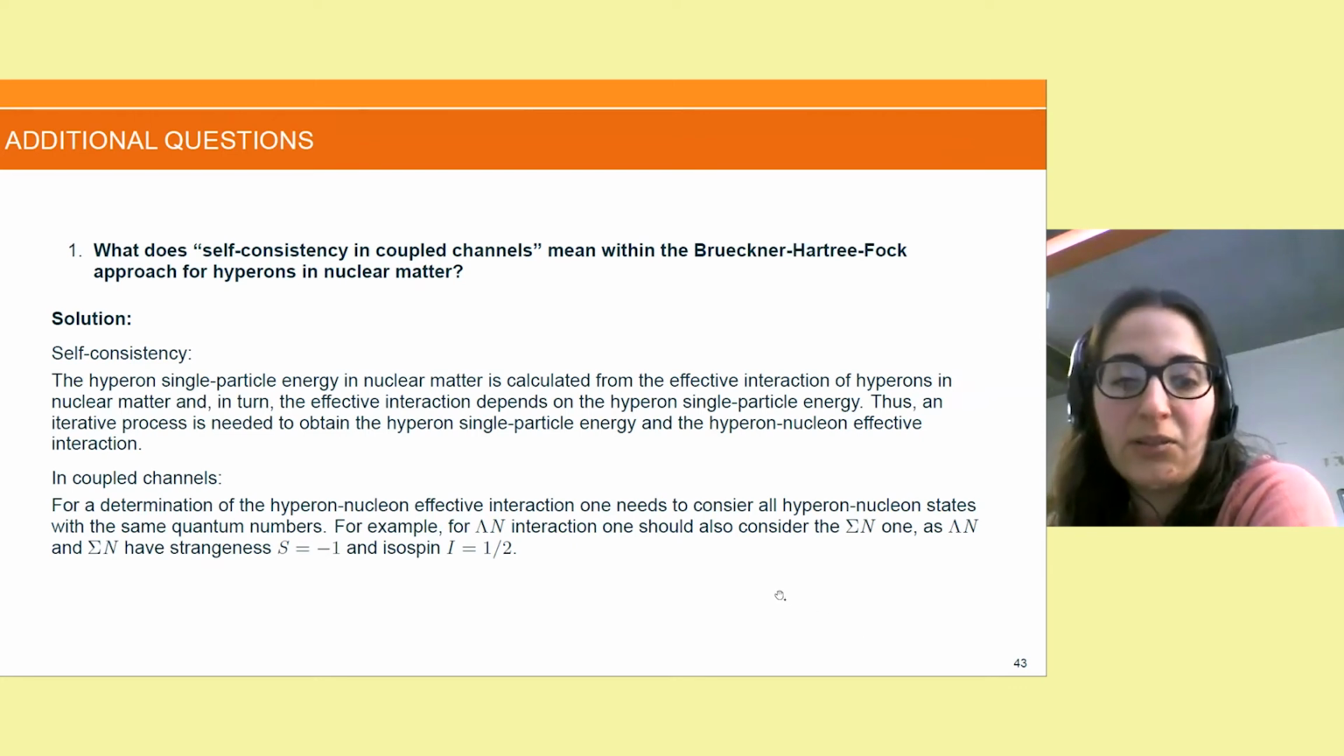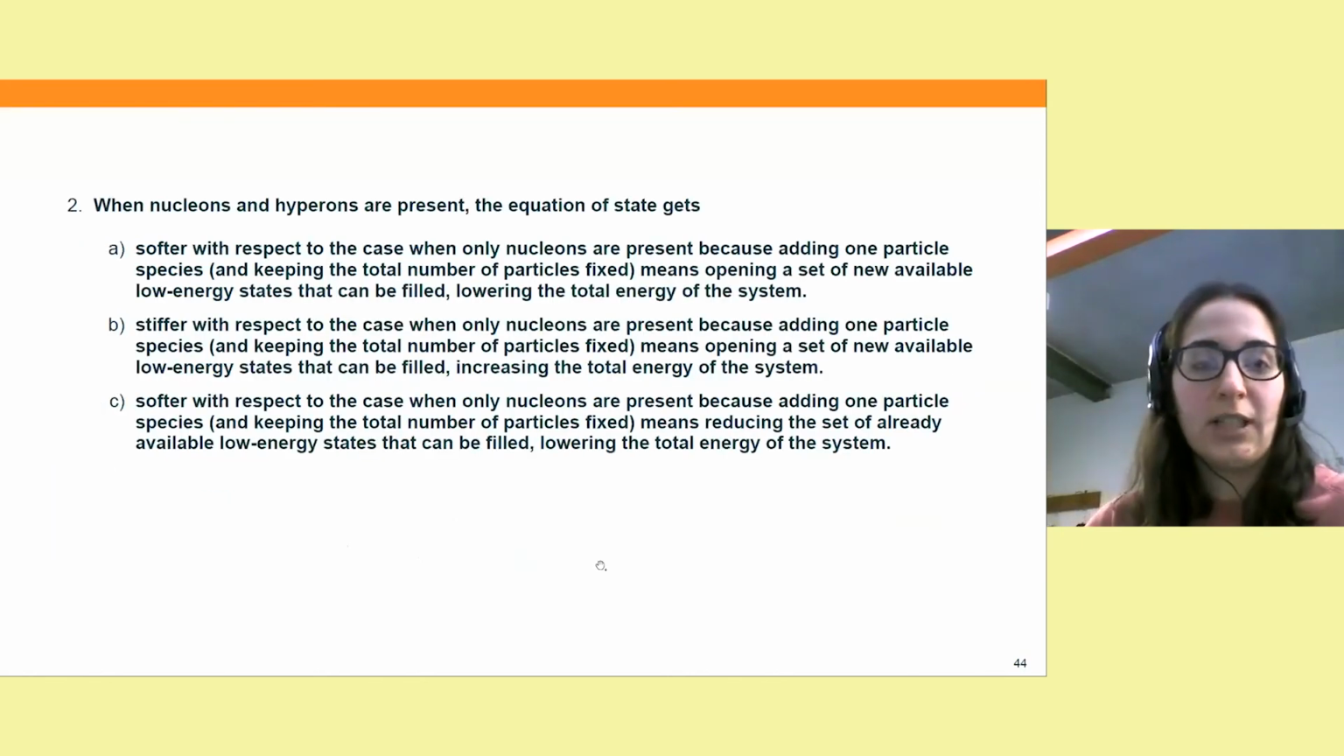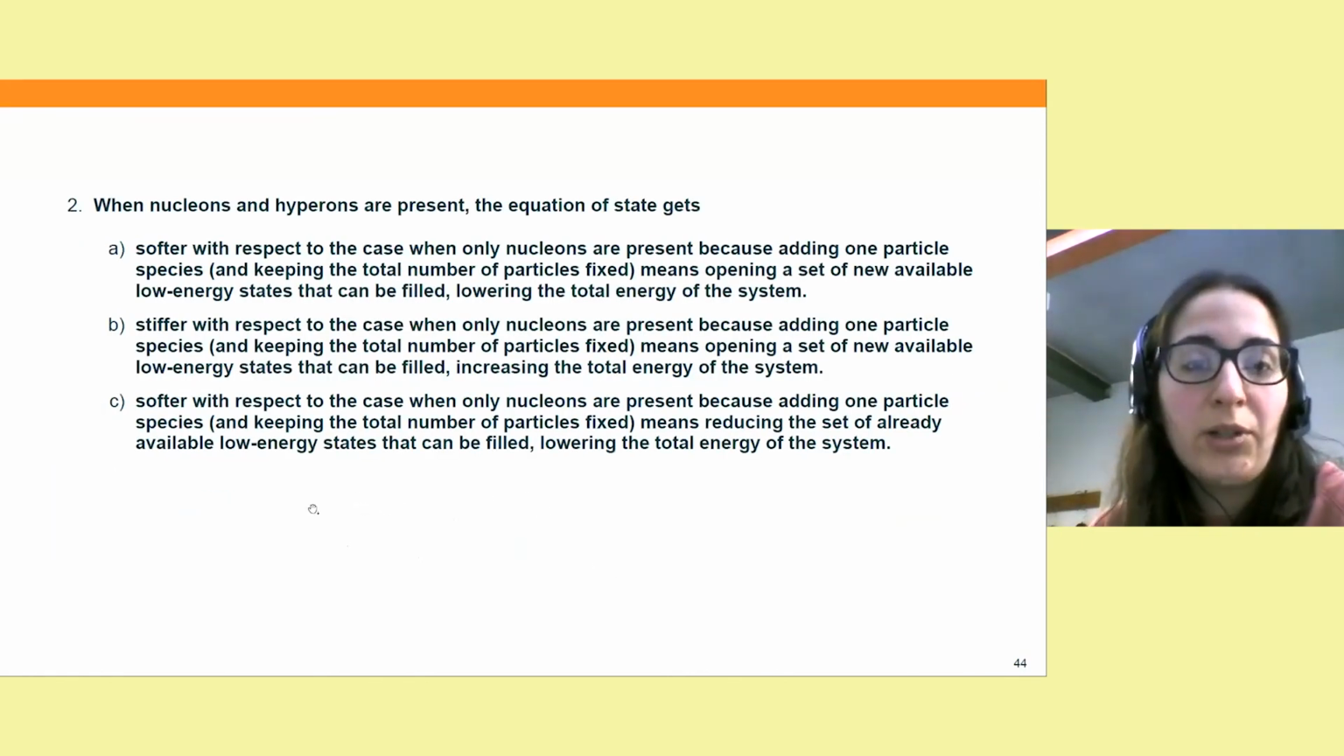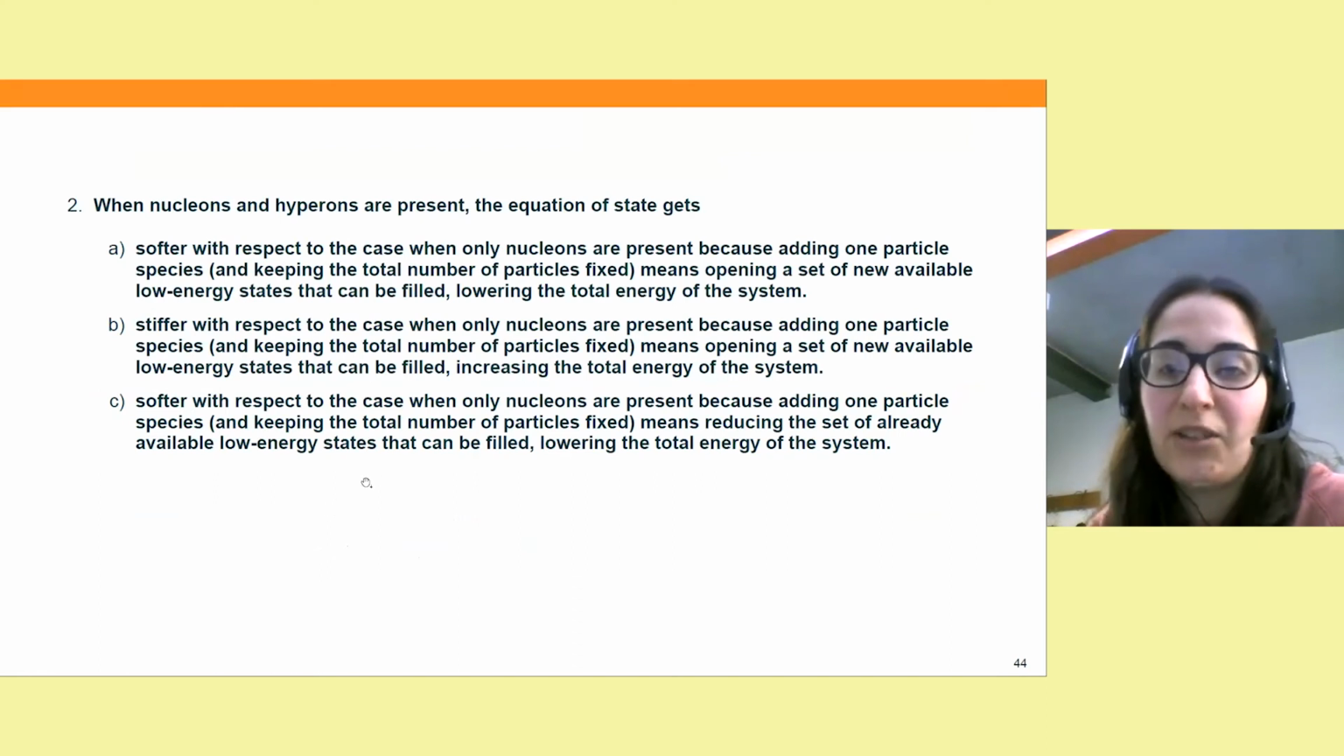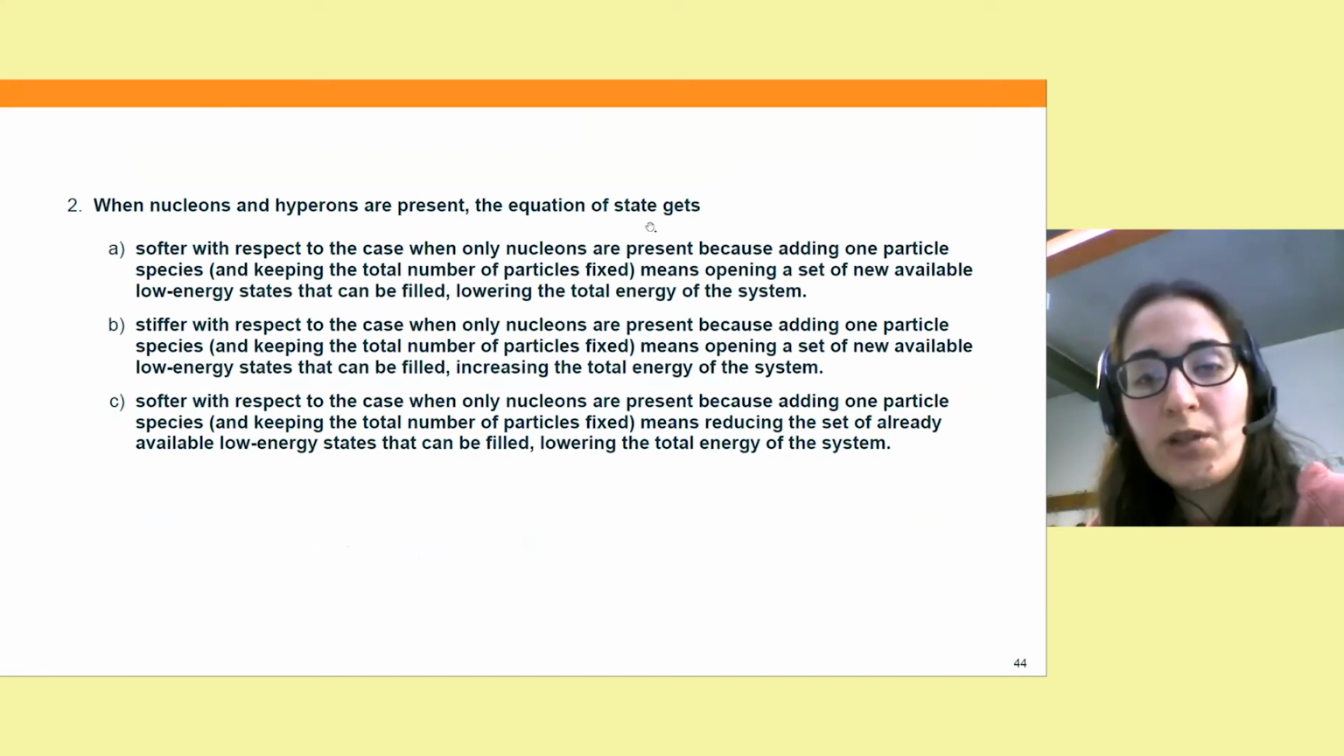Okay, do you understand it? Do you have any questions on that? If not, let's go to this next question. When nucleons and hyperons are present, this is an easy one, the equation of state gets softer with respect to the case when only nucleons are present, because adding one particle species and keeping the total number of particles fixed means opening a set of new available low energy states that can be filled, lowering the total energy of the system.